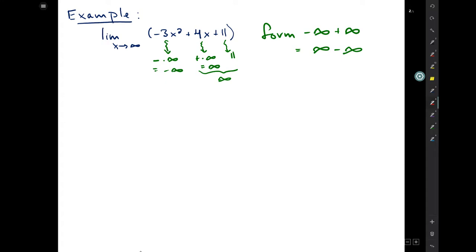So a method that I like to use for this form, infinity minus infinity, is to force factor. And what on earth do I mean by force factor? There isn't necessarily a particularly good way to factor this expression so that it factors nicely, but what I can do is factor out the highest power of x anyways, and it's just going to look kind of messy. I have an x squared in the first term, an x to the 1 in the second, and an x to the 0 in the last, so the highest power of x is x squared.